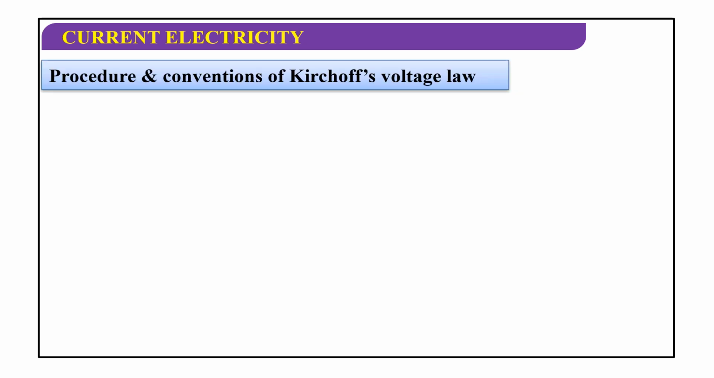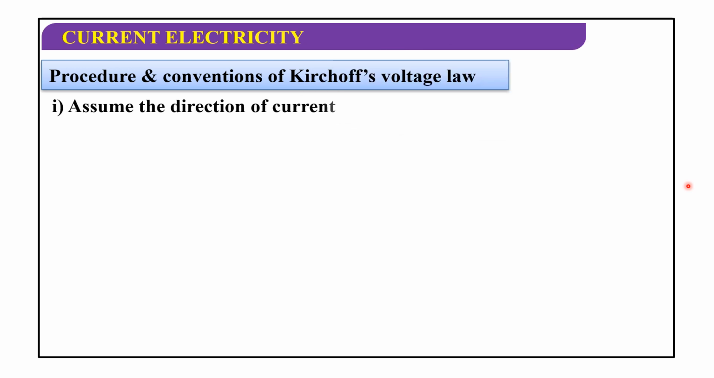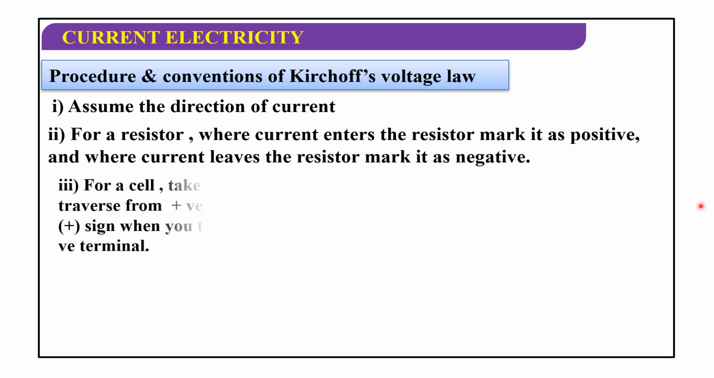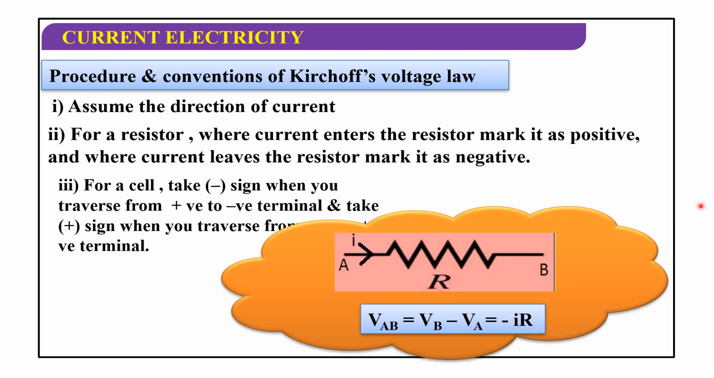Now, to understand this, we have to follow the sign convention. So very carefully look at the statements. It's mentioned over here. It shows the sign convention for KVL. Current that enters the resistor, mark it as positive, and current leaving the resistor, mark it as negative. It is according to the direction of the current. Or say minus sign when you traverse from positive terminal to negative terminal, and take positive sign when you travel in the reverse way, negative terminal to positive terminal. And this is the diagram for it.